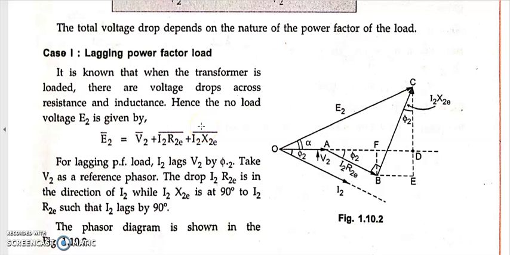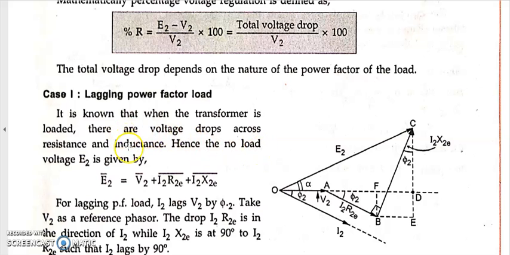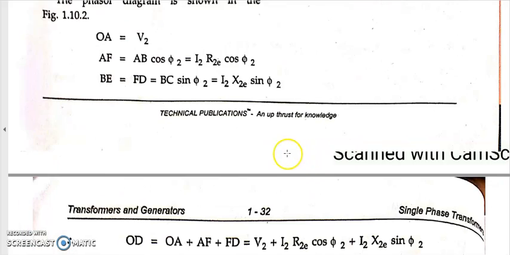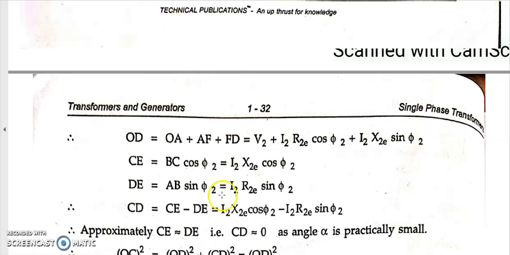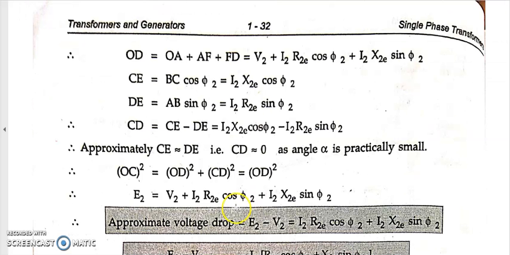Hello guys, this video is in continuation of the earlier class. We were discussing how to calculate regulation for a lagging power factor load. Till here we discussed that D is equal to AB sin phi 2, where AB can be replaced by I2 R2, so D is I2 R2 sin phi 2. Let us not bother about what they have written here.